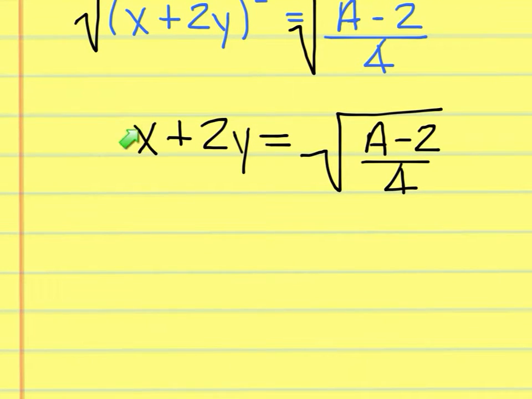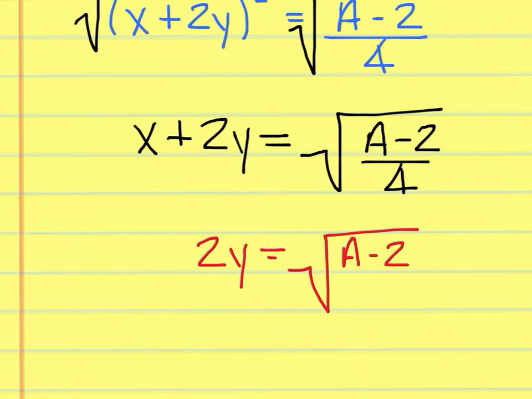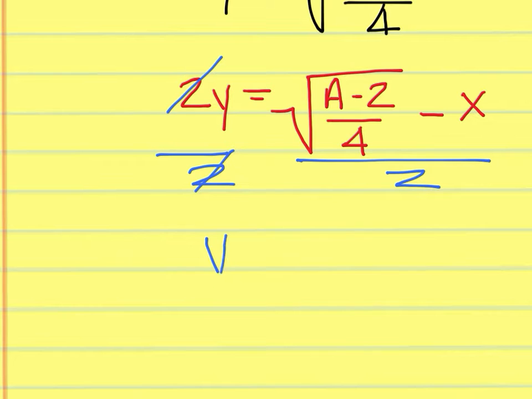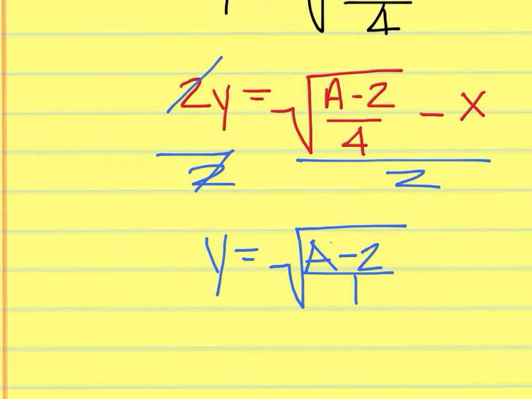We need to move this x over to this side. So we'll have 2y equals the square root of a minus 2 over 4 and minus x outside of the square root sign. We now need to get y by itself by dividing both sides by 2. These cancel out. You're left with y equals the square root of a minus 2 over 4 minus x, all divided by 2.